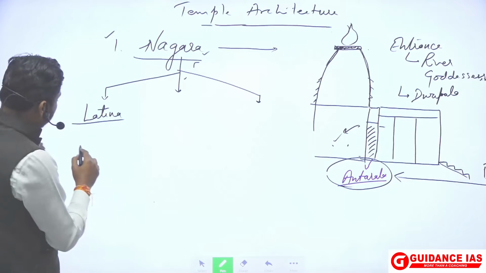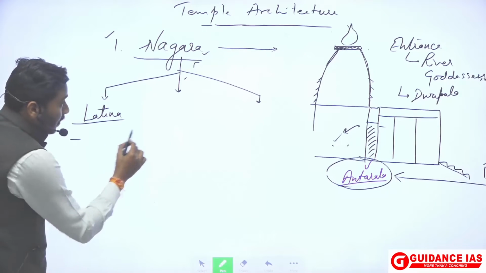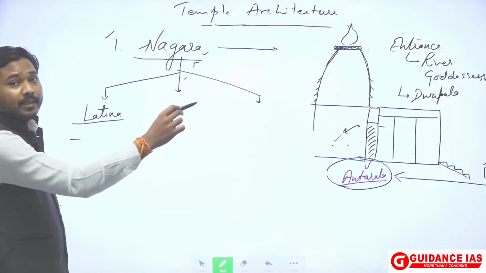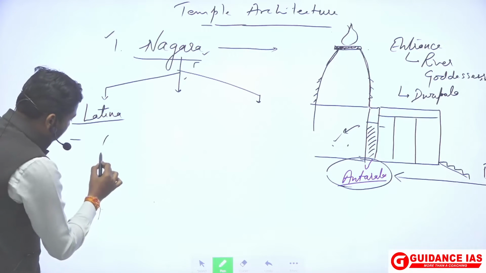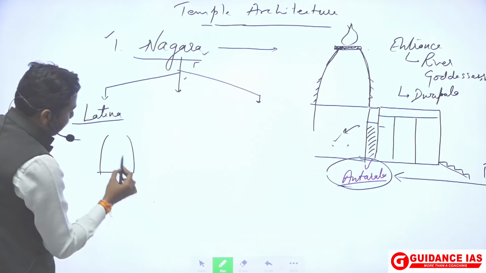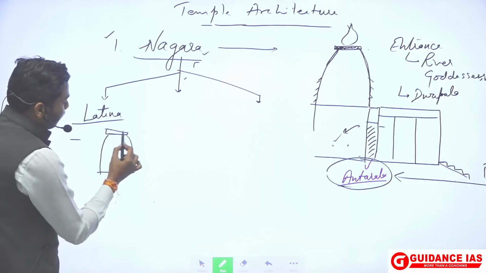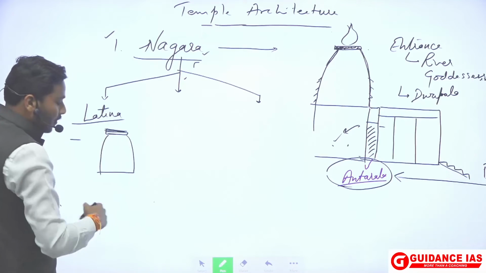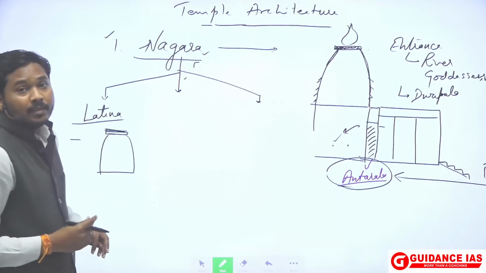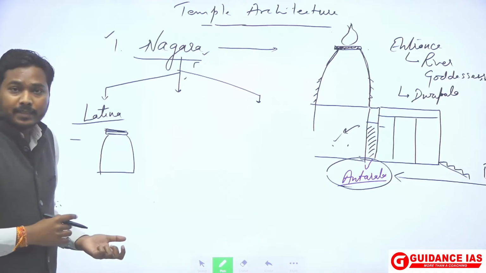Clear, what happens in Latina? In Latina style, there is a curvy linear tower, where the tower or the shikhar tapers in a curvilinear line. That is the Latina style.